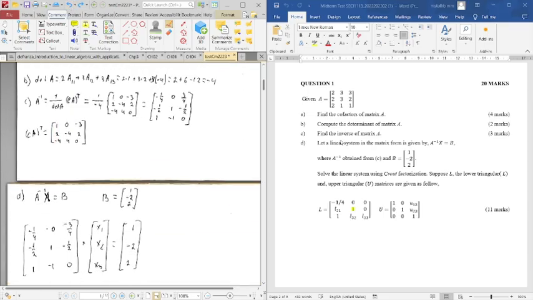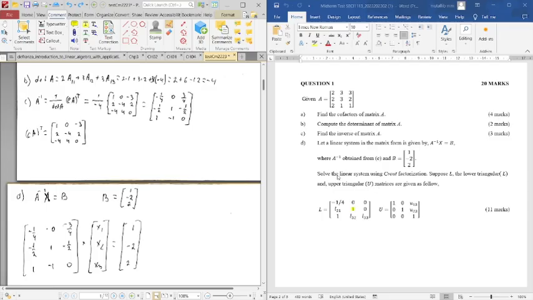And for question D, we are given the linear system in the matrix form x equals A to the power of -1 times b, and A to the power of -1 is from question 3, which we already have, and b is equal to 1, -2, 2.